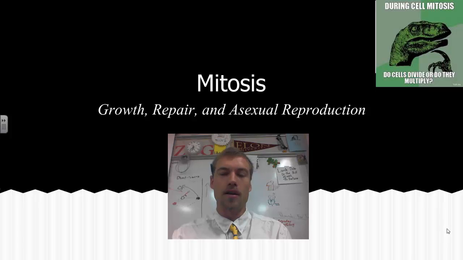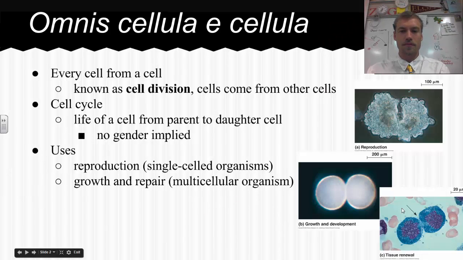So this next unit we're going to be starting is the cell cycle, and we're going to begin by talking about mitosis. There is a Latin phrase, omnis cellula e cellula, which means every cell from a cell, and that is basically the guiding principle for us here. All cells come from other cells.